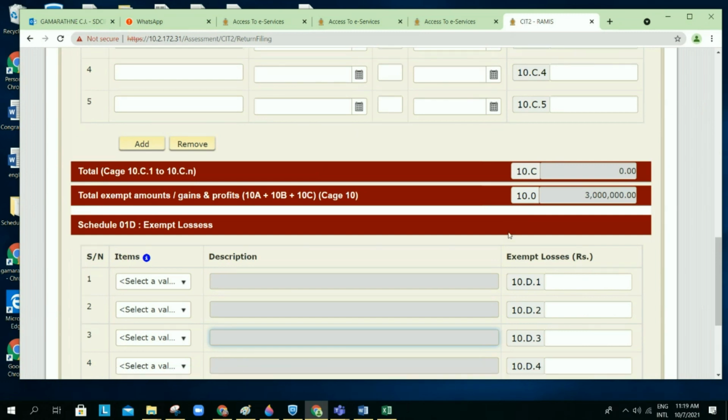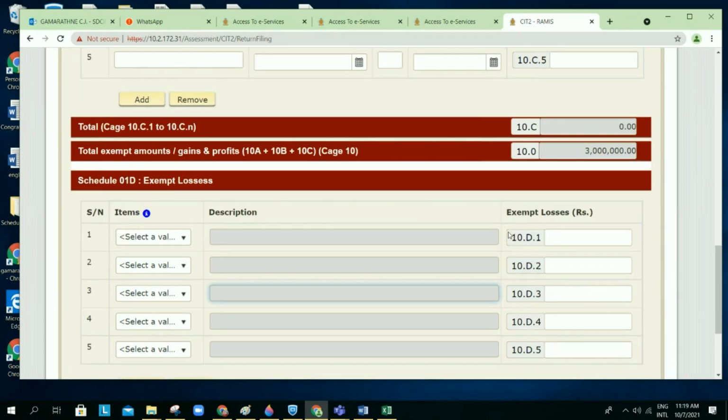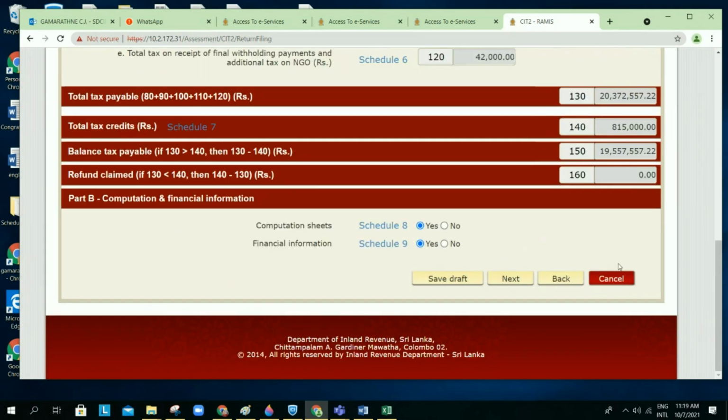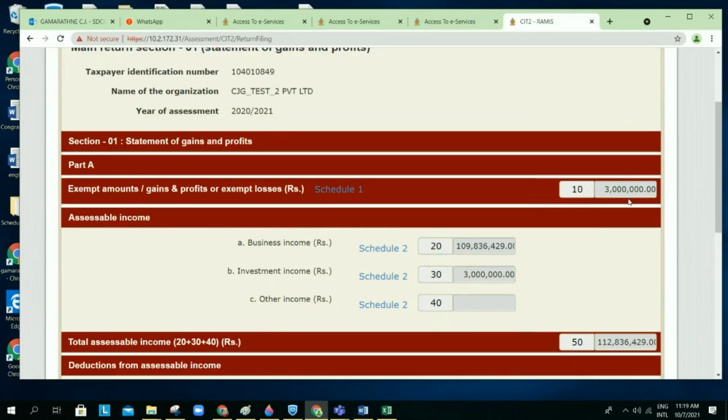Always remember that if there is any place where you use the zero, it means we already take the total sum value, and this value should be brought to the next step, right? If there is a zero for a subschedule, the total value should be brought to the schedules. If a schedule has the zero value, this should be brought to the main return, right? If we move into the main return, you can see 3 million is reflected on the main return under case number 10, right? We completed Schedule 1.